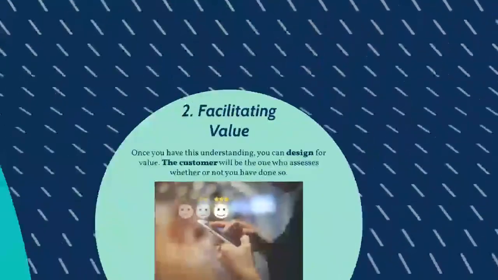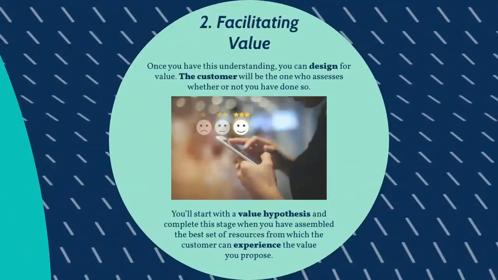Once you have this understanding, you can design for value. The customer will be the one who assesses whether or not you have done so. You'll start with a value hypothesis and complete the stage when you've assembled the best set of resources from which the customer can experience the value that you propose. The customer has input all the way through the design phase, and you're in the mode of listening, responding, personalizing, and co-designing with the customer, the final assembly. You accept the role that the customer is the organizer of the process.